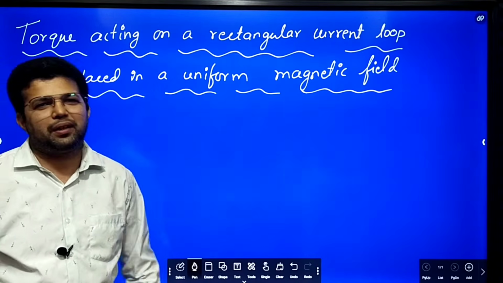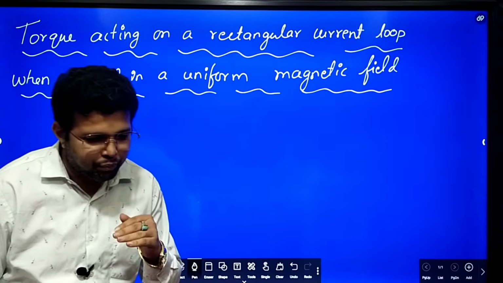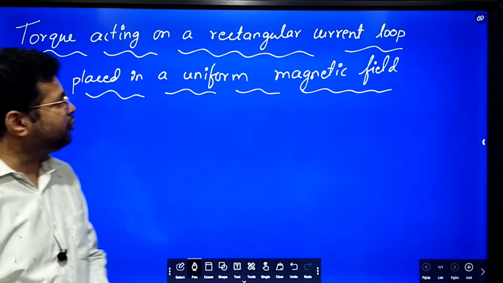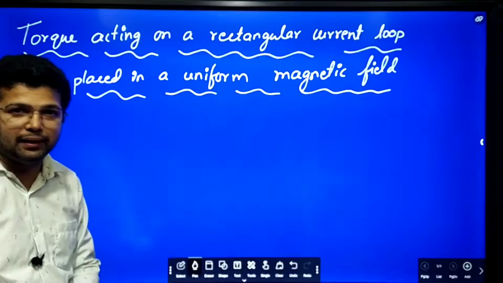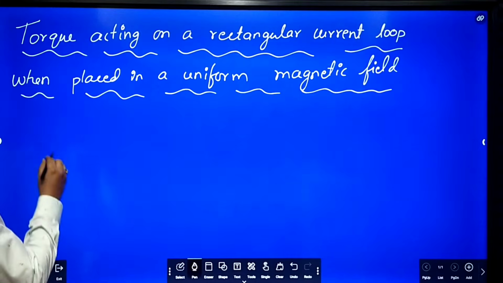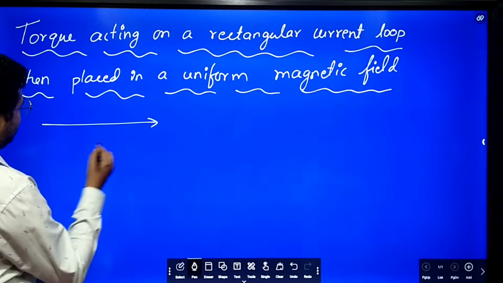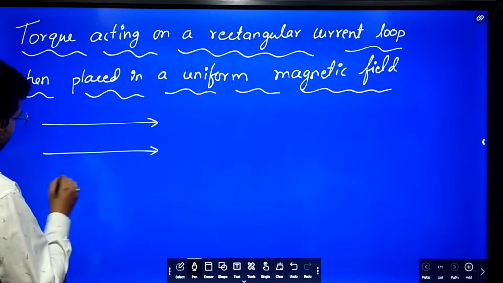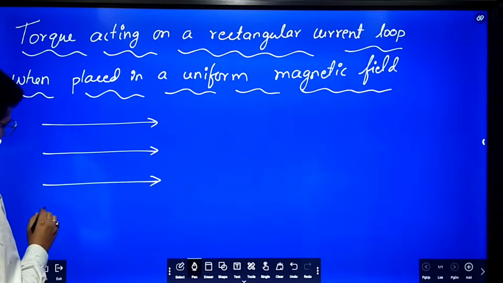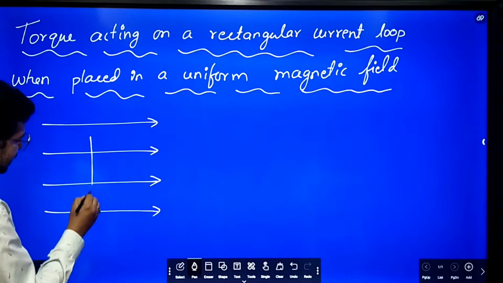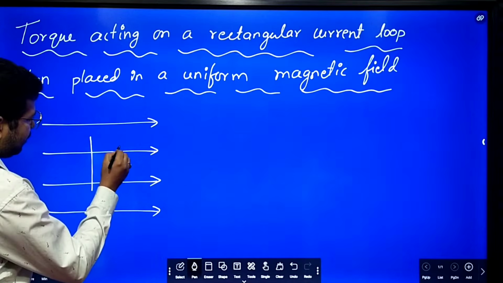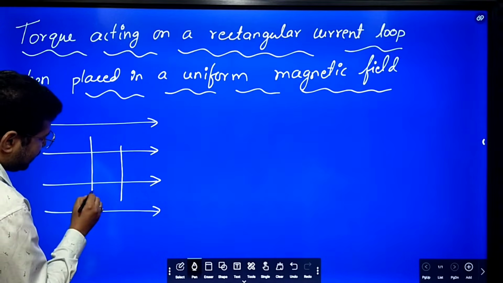Hello dear students, in this session we will try to derive the equation for the torque acting on a rectangular current loop when it is placed in a uniform magnetic field. First we will consider a uniform magnetic field. Say this is a uniform magnetic field. In this uniform magnetic field, say we have considered one rectangular current loop.